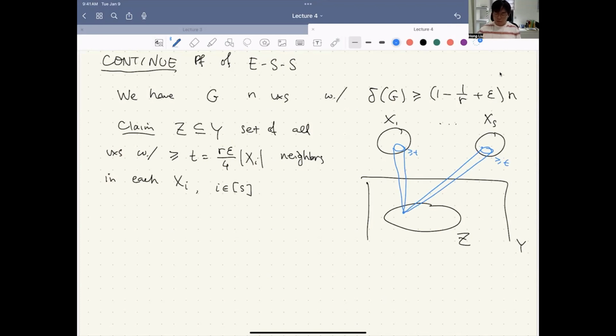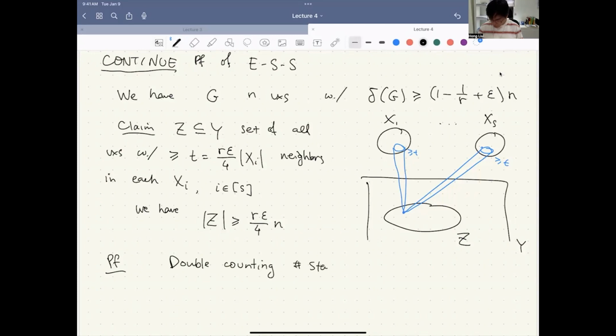We want to show that the set of such vertices Z is large. Z must be linear in n, in particular this many. Proof. The idea is just double counting. We're going to do double counting.